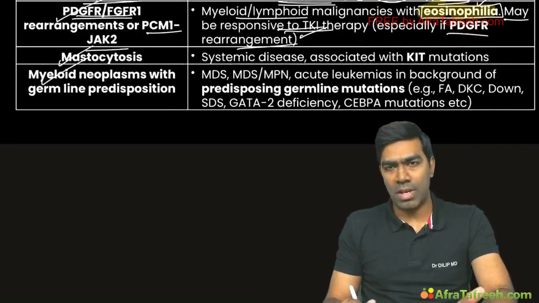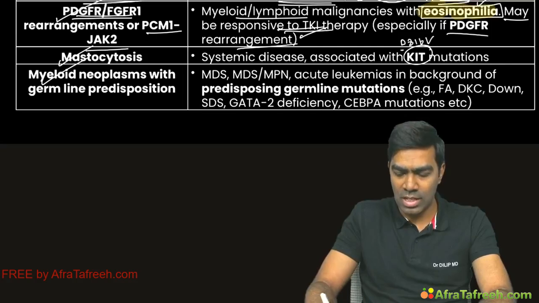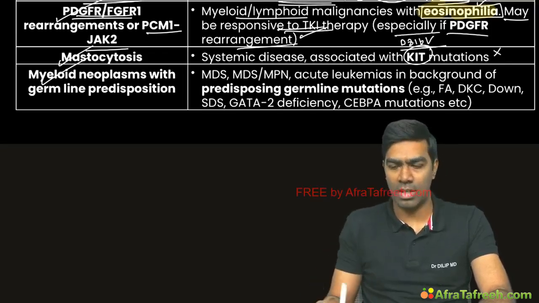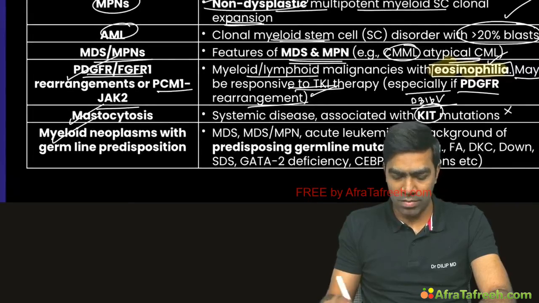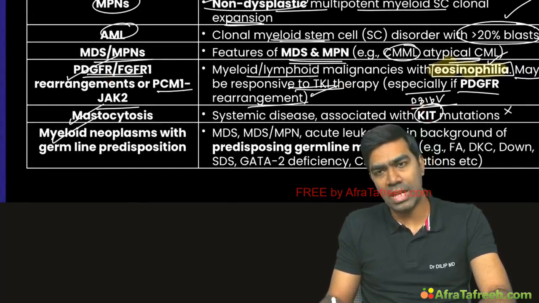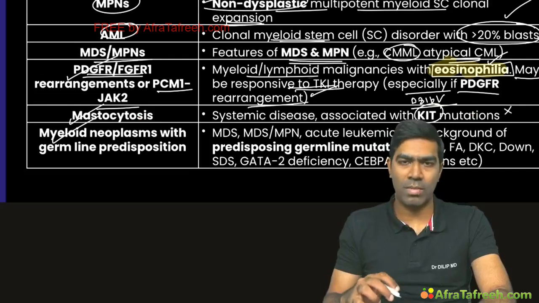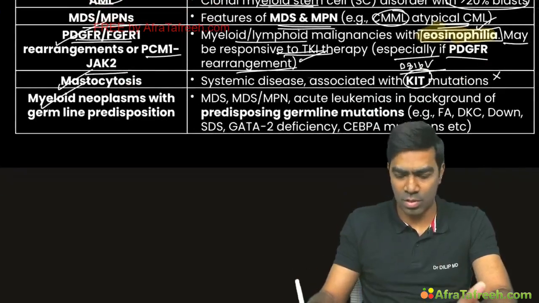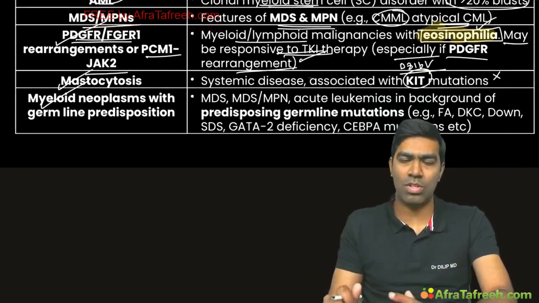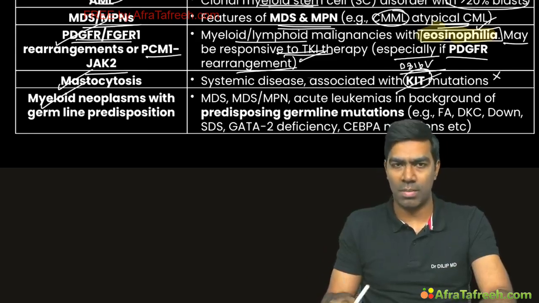But if you look at systemic mastocytosis, even though it's associated with KIT mutation, it's the D816V mutation. Classically, this mutation does not really respond to imatinib. So remember, your PDGF receptor rearrangements are going to respond to imatinib, but your KIT D816V mutations that are seen in systemic mastocytosis will not respond to imatinib. Other types of KIT mutations can be responsive to imatinib, like what you see in GIST. There also you have a different type of KIT mutation, but that is responsive. That's going to respond to imatinib. But this type of KIT mutation will not respond to imatinib.